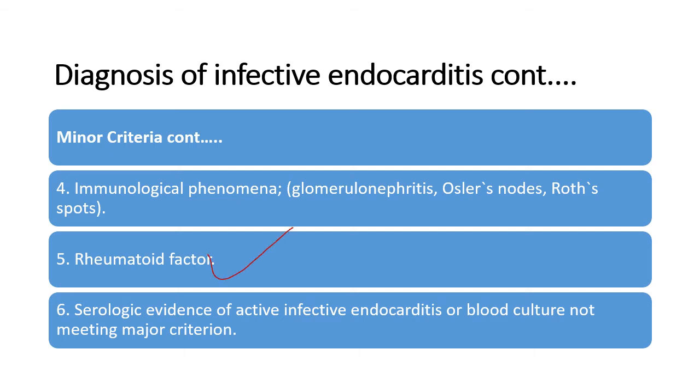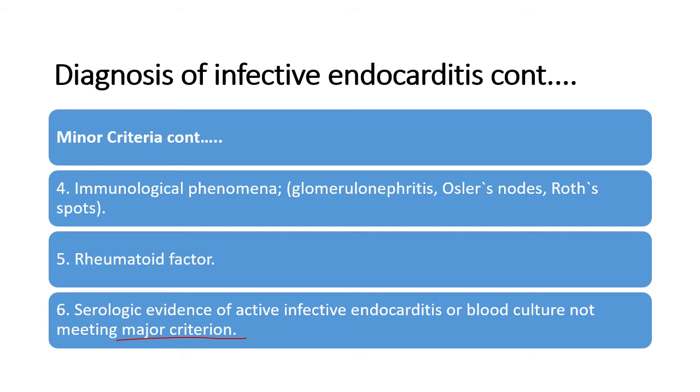Rheumatoid factor, of course, we said rheumatic heart disease is a risk factor. Serological evidence of active infective endocarditis or blood culture which does not meet major criteria. Remember, the major criteria require 2 positive blood cultures out of the 3 done. Assume you take 3 blood cultures and only 1 becomes positive while the 2 are negative. So when only 1 is positive out of the 3, this is a blood culture which has not met major criteria.